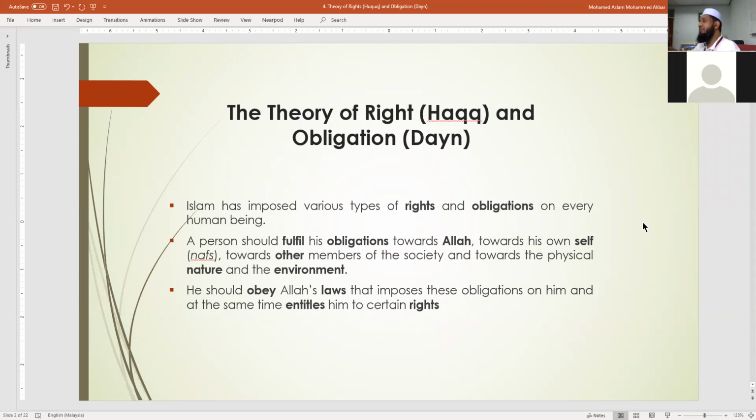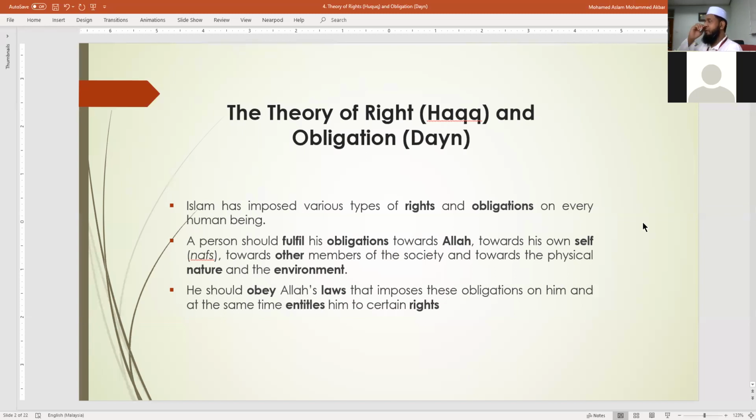Now the same thing can apply to a ruler and subject, right? For example, the king and the people, or the teacher and student, or husband and wife, or the manager and the servant. So there could be responsibility everywhere. That's why Islam has imposed various types of rights and obligations on every human being. A person should fulfill his obligation towards Allah, towards his own self, nafs, towards other members of the society, and towards the physical nature and the environment.